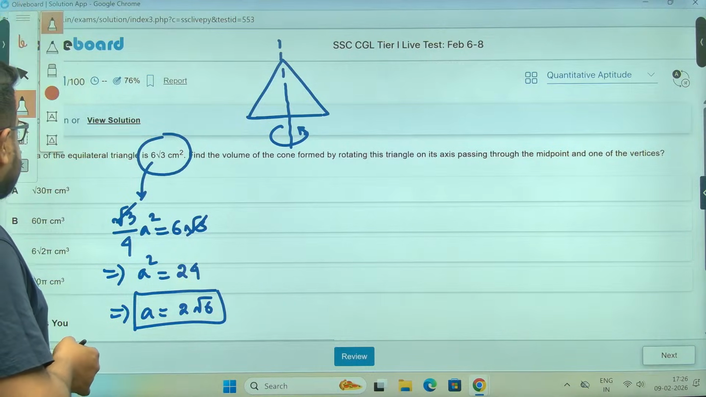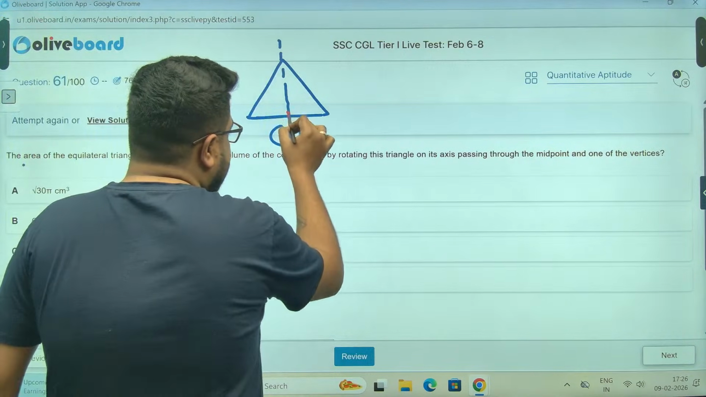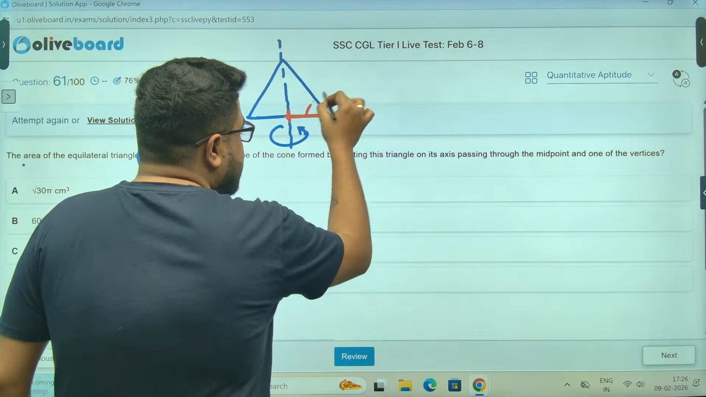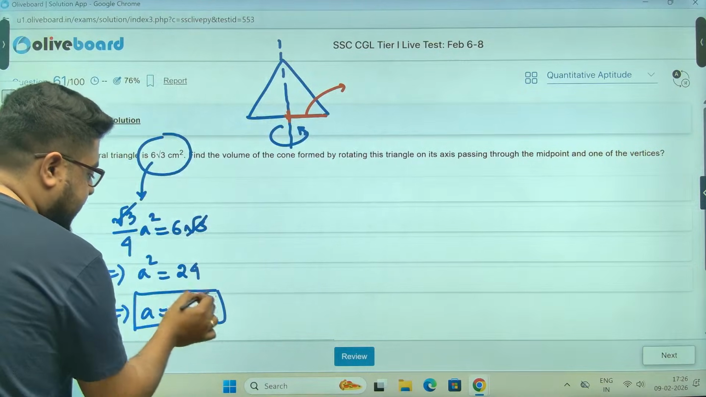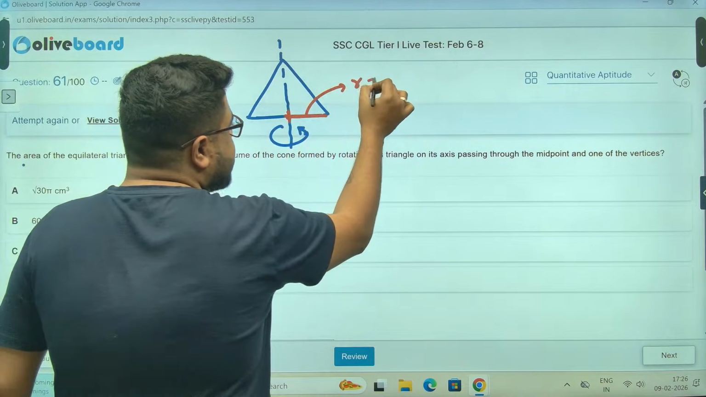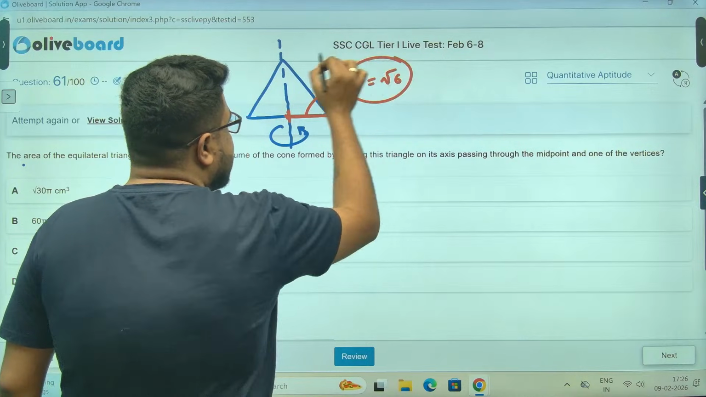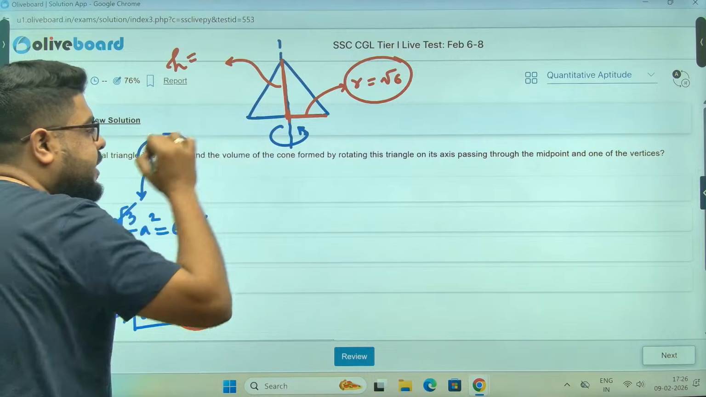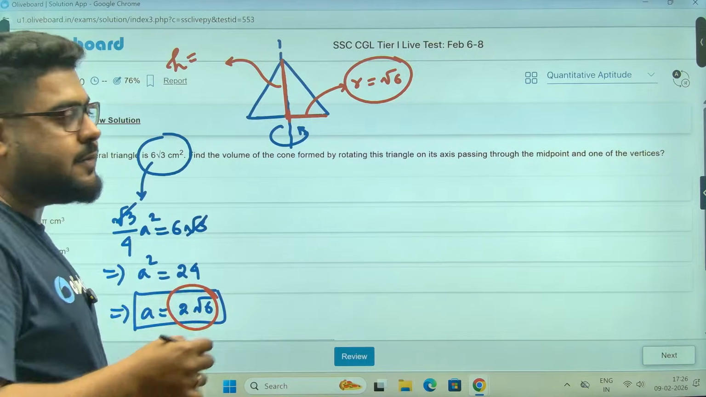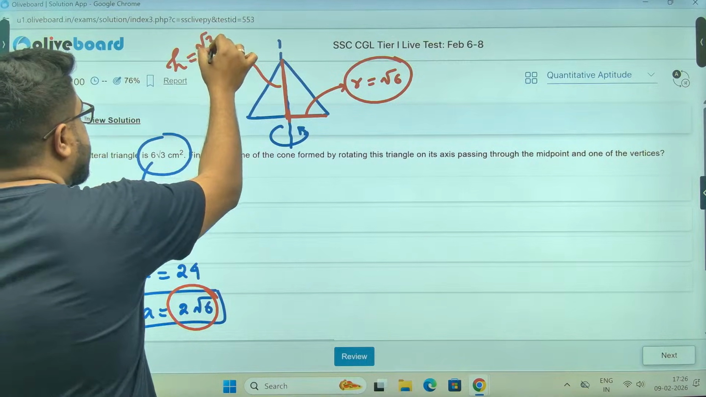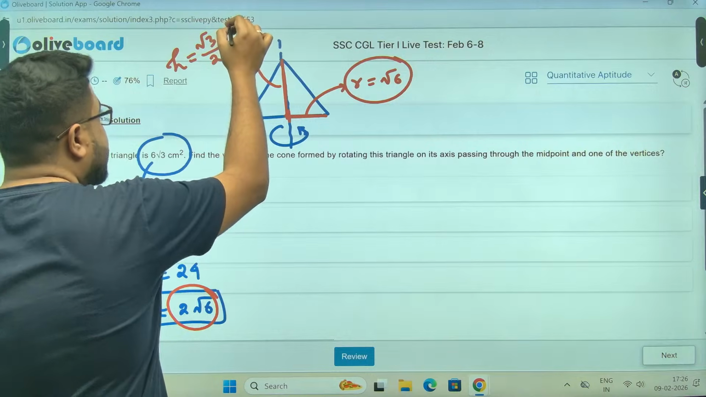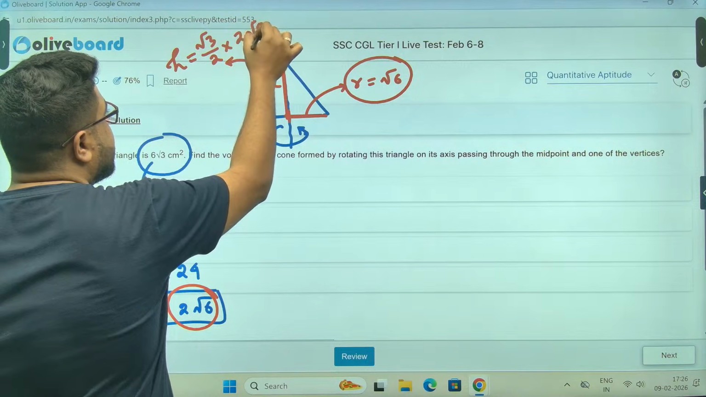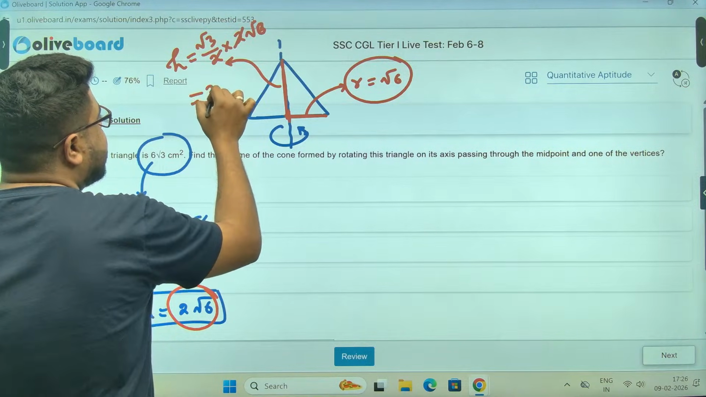Now please understand, if I do that, what will be the radius? This will become the radius of the cone. So that is half of the side. Side is 2 root 6, so radius will become only root 6. And height will become what? Height of the cone will be the height of the triangle itself. That is root 3 by 2 into 2 root 6, root 18, meaning 3 root 2, sir.